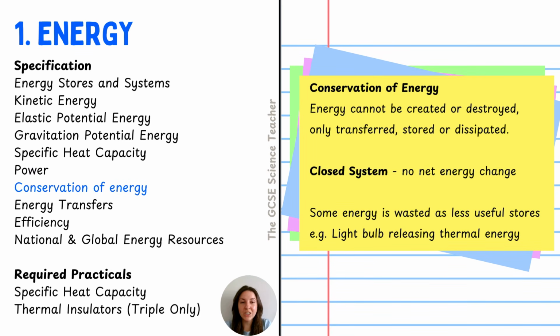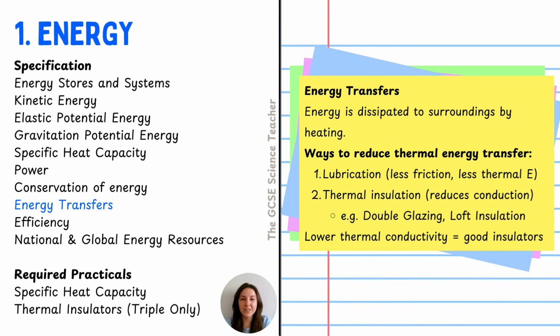Conservation of energy. Energy cannot be created or destroyed, only transferred and stored or dissipated. In a closed system, no net energy changes. Some energy can be wasted as less useful stores, such as in a light bulb. Its main job is to release light energy, but some energy can be transferred as thermal energy, making the light bulb hot. Energy is dissipated to surroundings by heating.